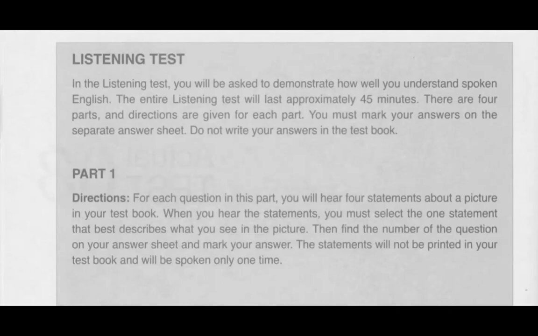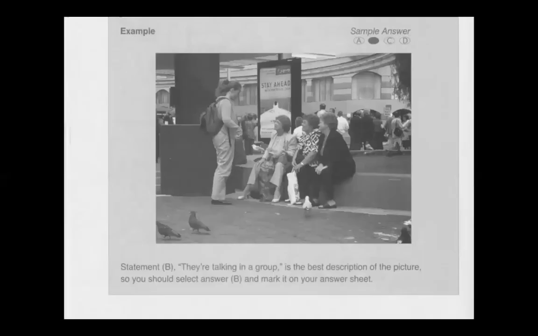Directions. For each question in this part, you will hear 4 statements about a picture in your test book. When you hear the statements, you must select the one statement that best describes what you see in the picture. Then, find the number of the question on your answer sheet and mark your answer. The statements will not be printed in your test book and will be spoken only one time. Look at the example item below. Now, listen to the 4 statements.